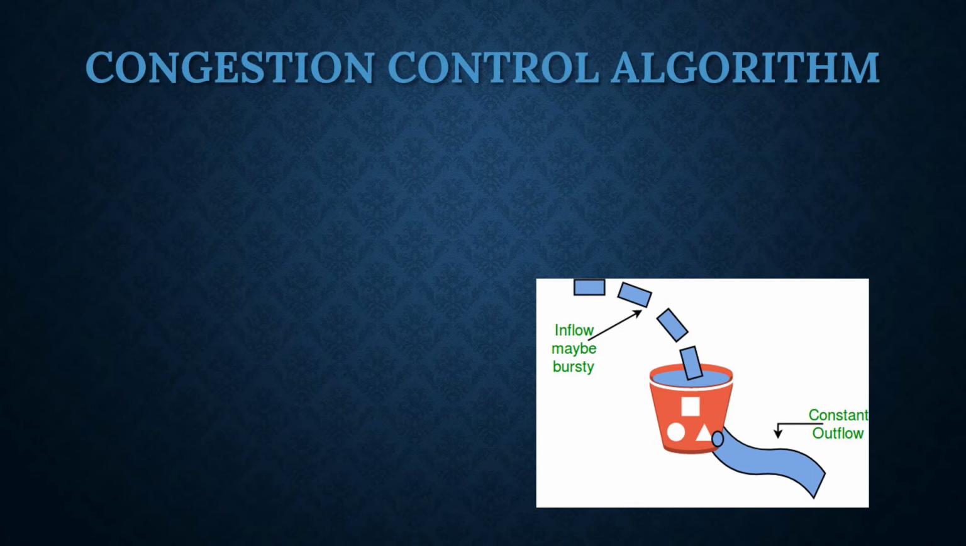Congestion control algorithm. Congestion control refers to the mechanisms and techniques used to control congestion and keep the traffic below the capacity of the network. The congestion control techniques can be broadly classified into two broad categories.